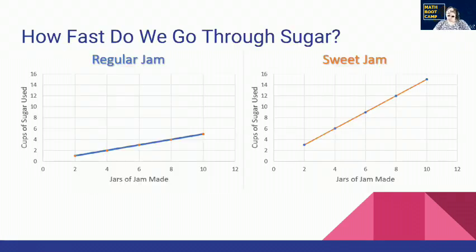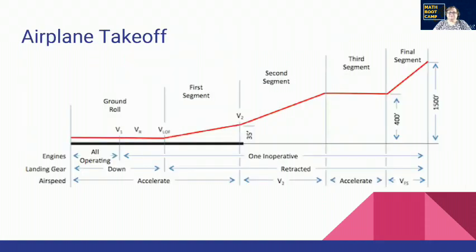And here's an odd example, but an accurate one. How fast are we going through sugar when we're making jam? Well, we can express that as a slope. On the left, we're using 1 cup of sugar for every jam jar we make. We won't go through our sugar very fast. That line has a very low slope. On the right, we're using 1.5 cups of sugar for every jar of jam that we make. We're going to go through sugar much faster. That line has a much higher slope. The steepness of that line indicates how fast we're going through the sugar and how soon we're going to need to make a trip to the store.